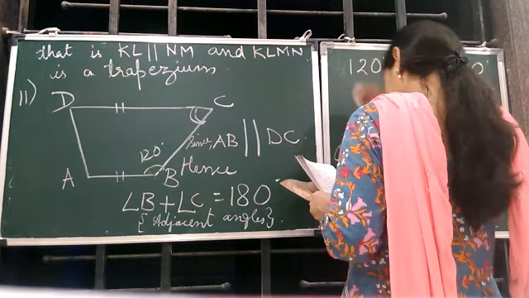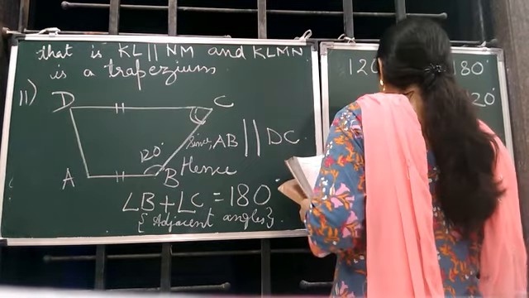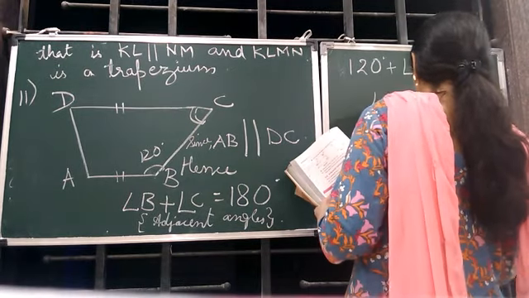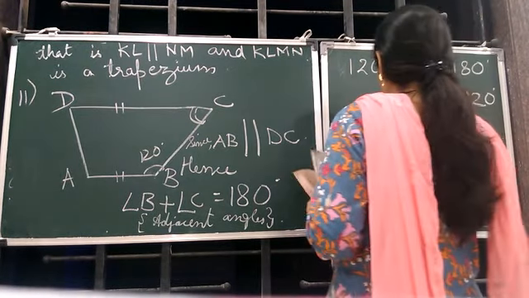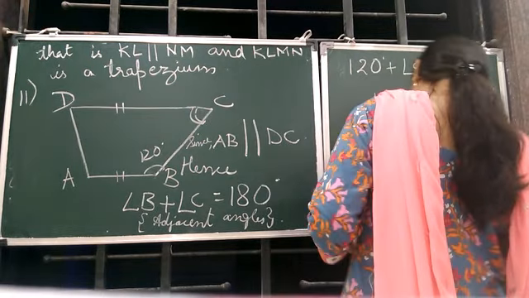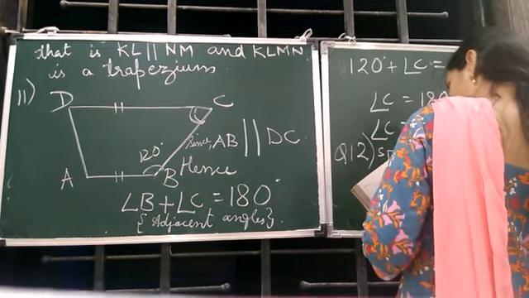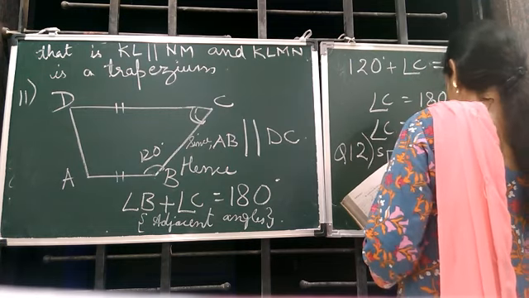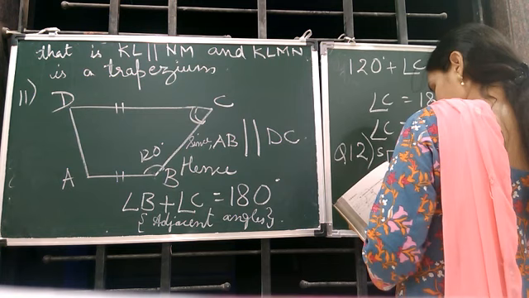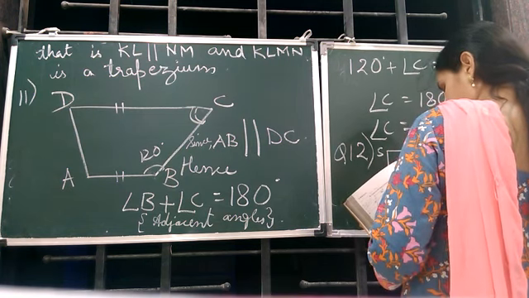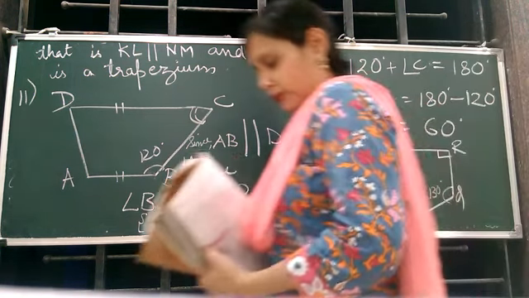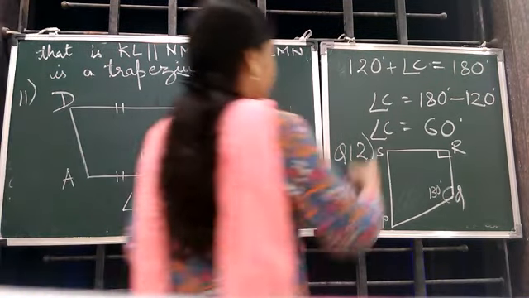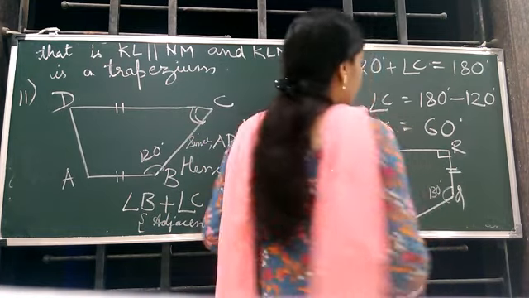Question number 12. Let me make the diagram. S, P, Q, R. SP is parallel to RQ. SP is parallel to RQ.